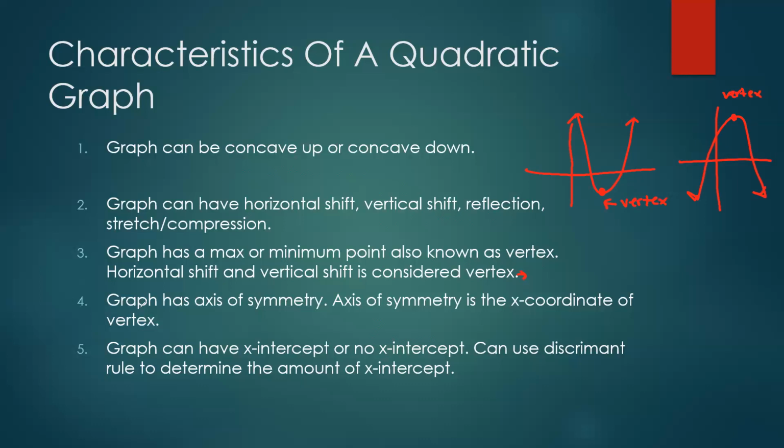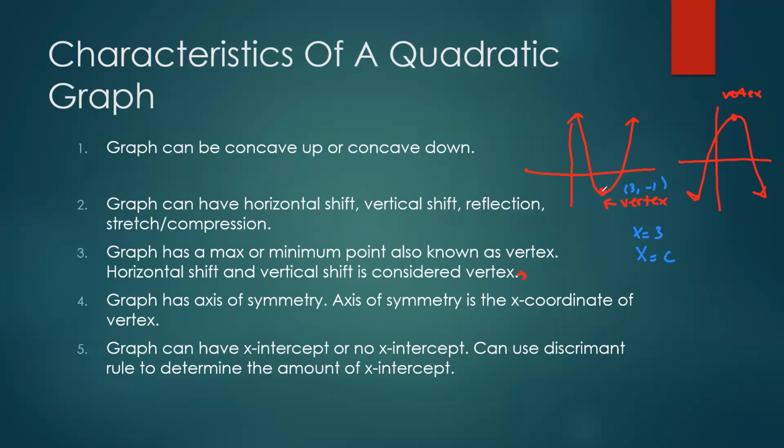A graph has an axis of symmetry. So what is an axis of symmetry? It's pretty much like a vertical asymptote, and it's the x value of the vertex. The axis of symmetry is an equation. It's going to be x equals a constant, and it's the x value of the vertex. For example, let's pretend the vertex on this graph was at (3, -1), right? So the axis of symmetry is x equals 3. It's pretty much the x value of the vertex.